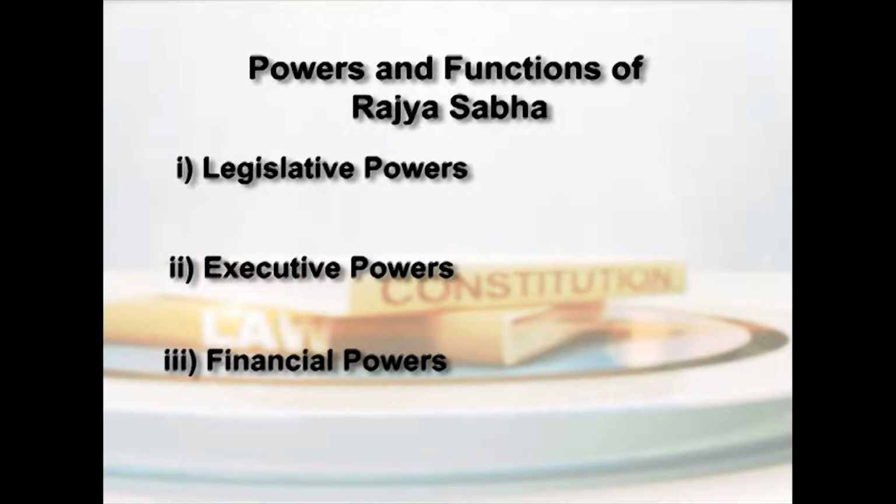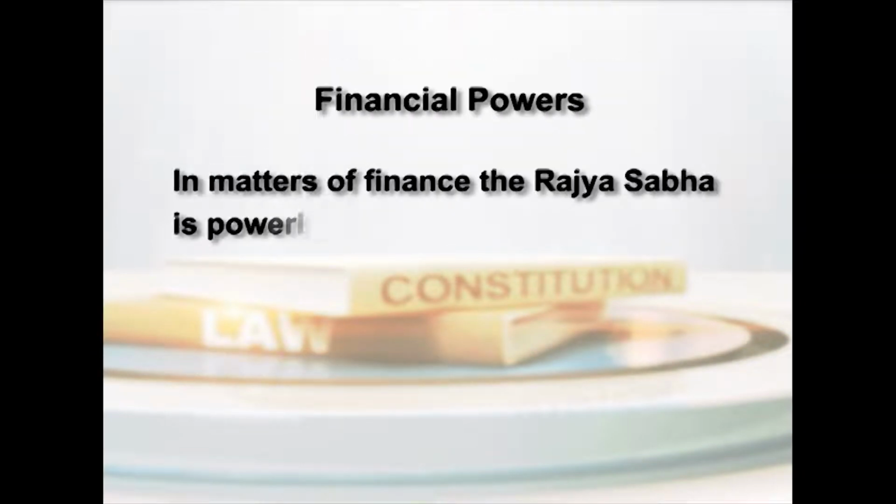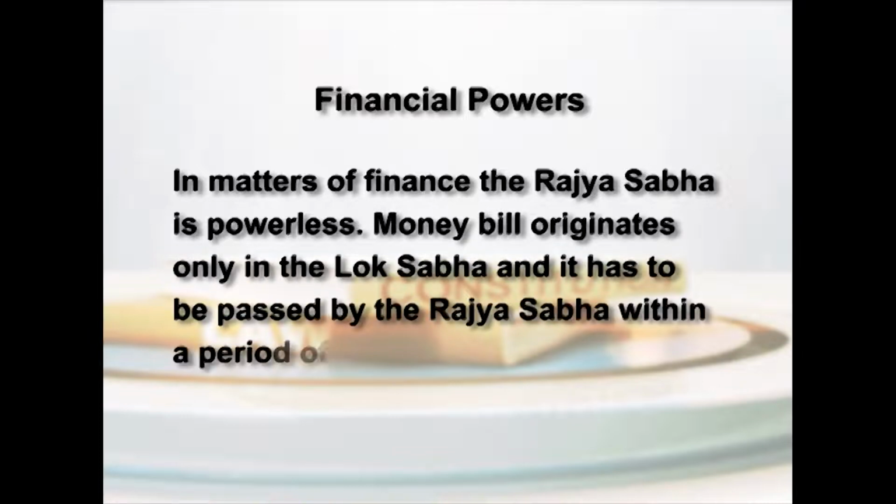Thirdly, there are the financial powers of the Rajya Sabha. In matters of finance, we find that the Rajya Sabha is basically powerless. A money bill originates only in the Lok Sabha, and it has to be passed by the Rajya Sabha within a period of 14 days. There are certain areas of power where the authority of the Rajya Sabha is equal to that of the Lok Sabha.